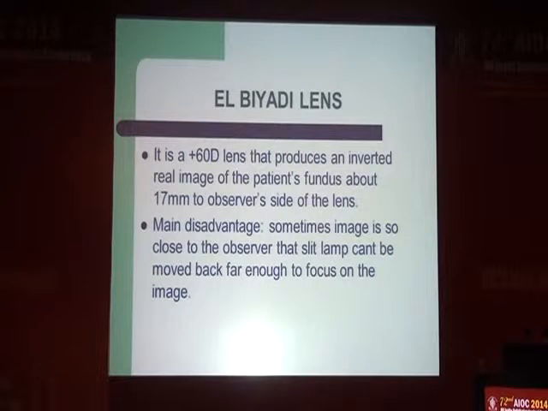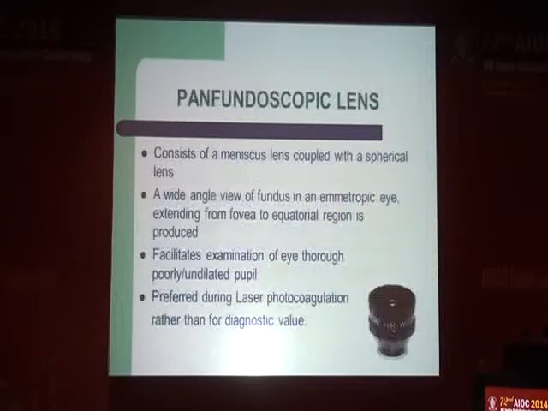The 60D lens also was a very useful tool. It was a +60 diopter lens that produced again an inverted real image of the patient's fundus, about 17 millimeters to the observer's side of the lens. The main disadvantage was that it was so close to the observer that the slit lamp had to be moved back while using the lens. Maybe that's why it lost its popularity really.